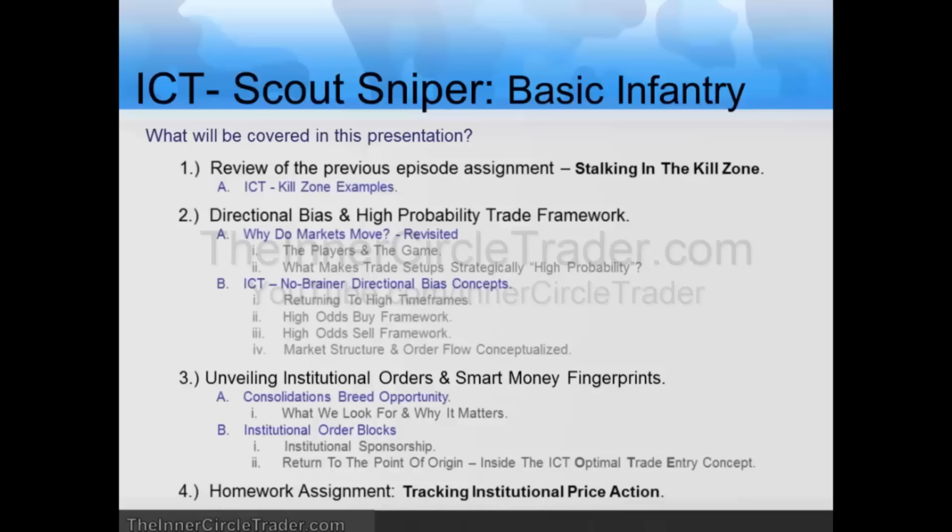And we're giving you more homework. Yes, this time it'll be tracking institutional price action. Okay, so let's get going.